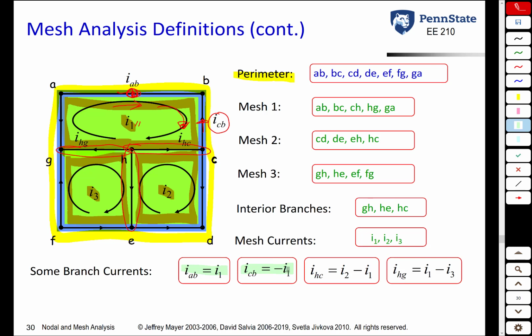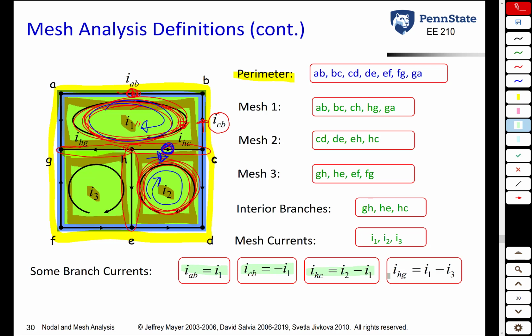IHC is an interior branch current. Interior branch currents are always an algebraic sum of mesh currents. So if you think of IHC, you have two different currents contributing to that. You have this I1 mesh current here, and you have this I2 mesh current there. Those two together contribute to IHC. IHC goes from left to right. It's defined as left to right. Notice that is the same direction of I2, but it's the opposite direction of I1. So IHC is I2 minus I1.